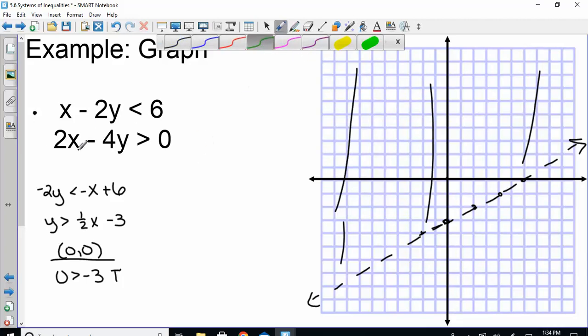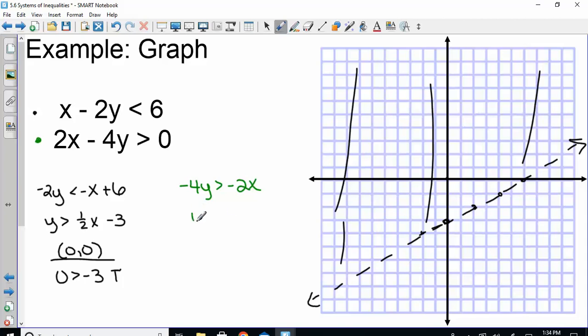Alright. So next one. So if I subtracted over my 2x, divide by -4, which flips my inequality. So I get y is less than 1/2 x. So how do you graph that? Y-intercept is 0, slope is 1/2. So up 1 over 2. It did not have an equal to, so that's another dashed line.